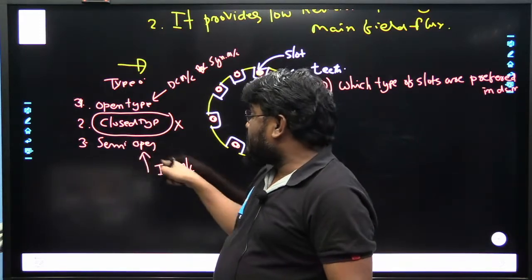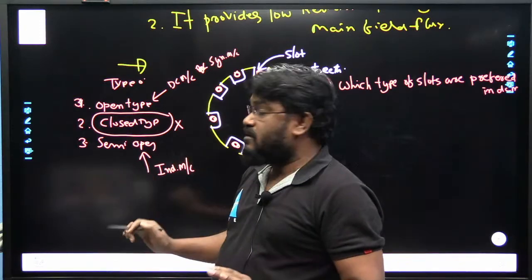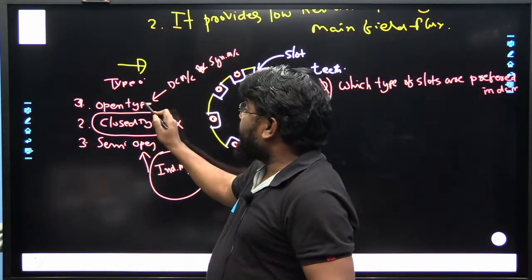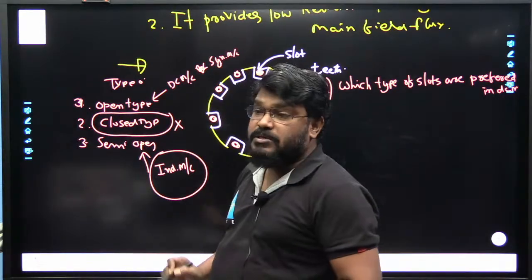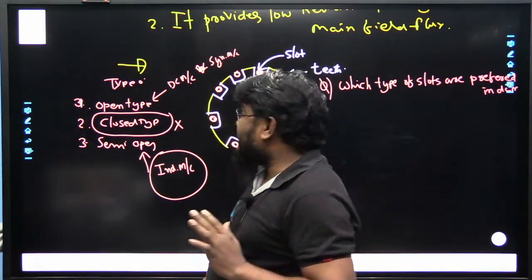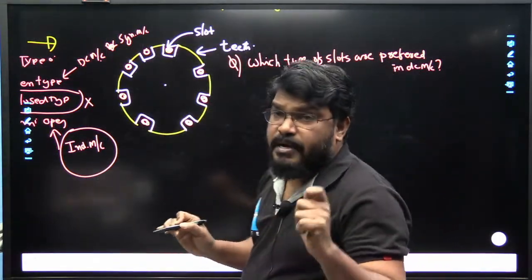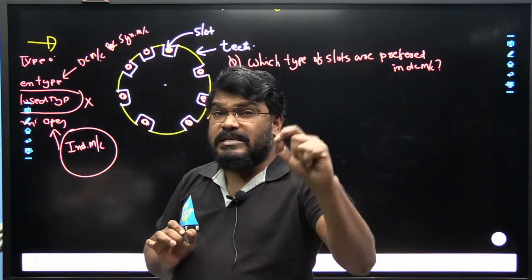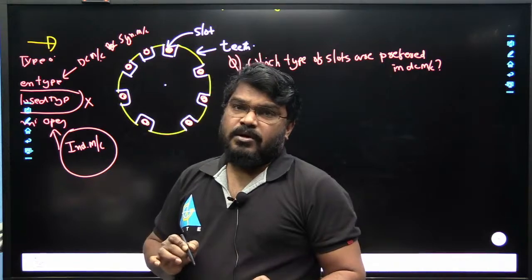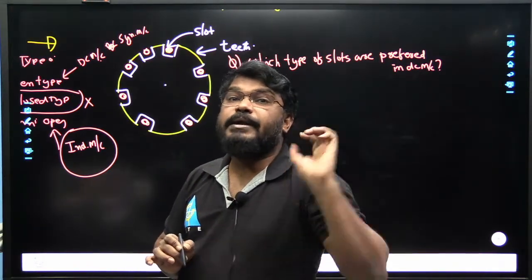But in the induction machine, there is one reason I will tell you whenever we discuss the induction machine. The semi-open type slots are prepared there. But in the case of the synchronous machine and DC machine, open type slots are prepared. So what is the reason here? At the time of designing the DC machine, we have to think about commutation. So open type slots are prepared in the DC machine to improve the commutation process.